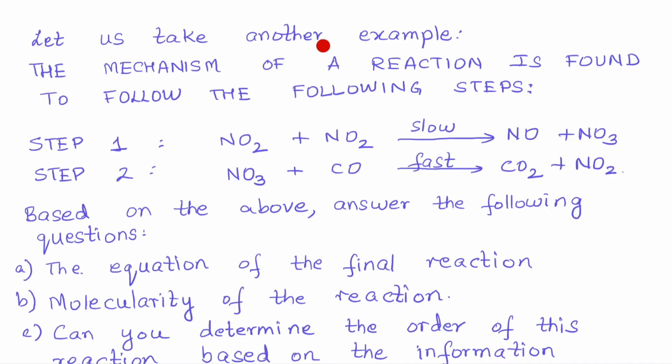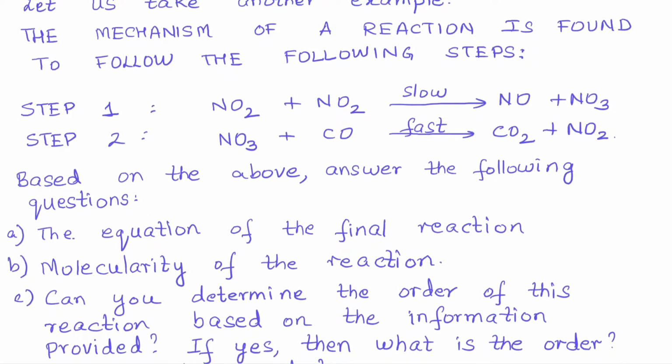Here I have another example for you. Based on your understanding, you have to answer the questions that follow. It says the mechanism of a reaction is found to follow the following steps. So that means this is the mechanism of the reaction, and we have listed the elementary steps. So step 1, step 2. I have got step 1 involving NO2 plus NO2, slow reaction, conversion to NO and NO3. Step 2 is NO3 plus carbon monoxide, which is a fast reaction getting converted into carbon dioxide and NO2.